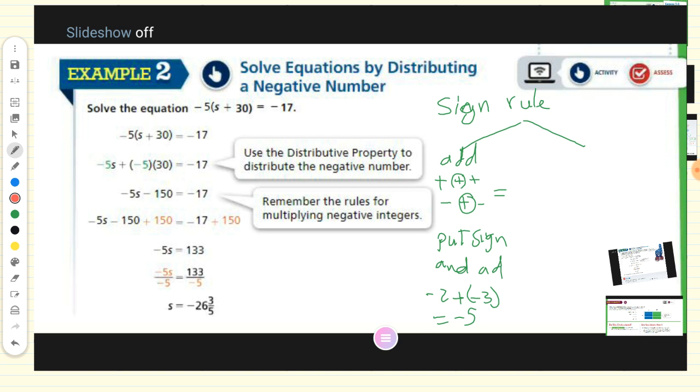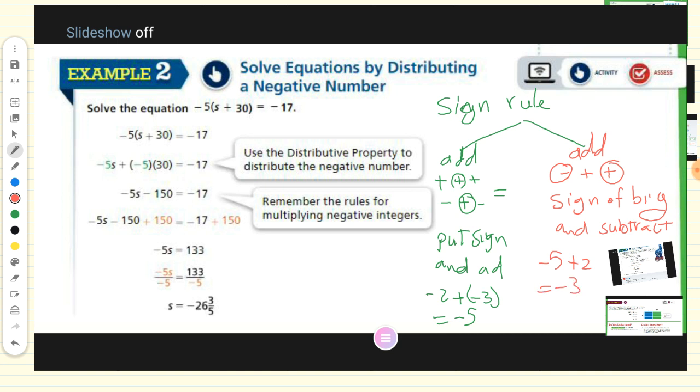Okay? Adding the same sign, okay? What about adding different signs? Negative plus positive: sign of big and subtract. How? Negative 5 plus 2 equals the sign of the big number, which is 5, then subtract 5 minus 2, 3. So it's negative 3. Don't forget it.